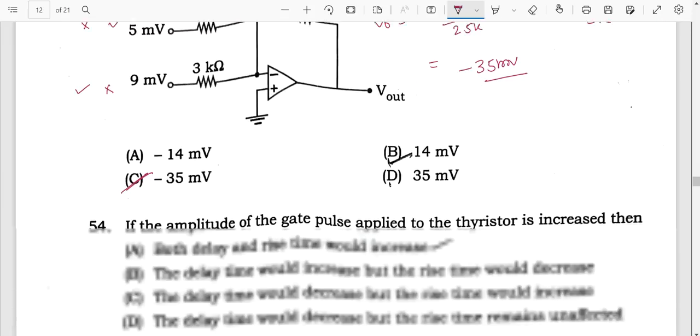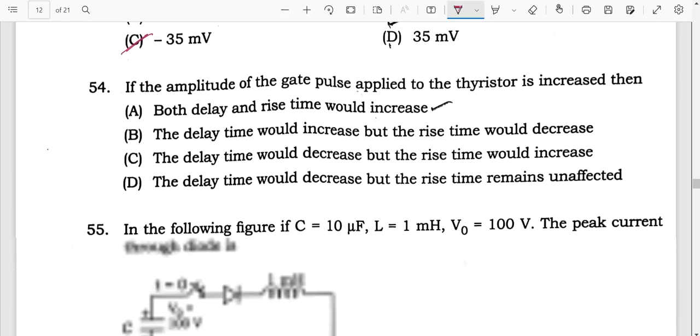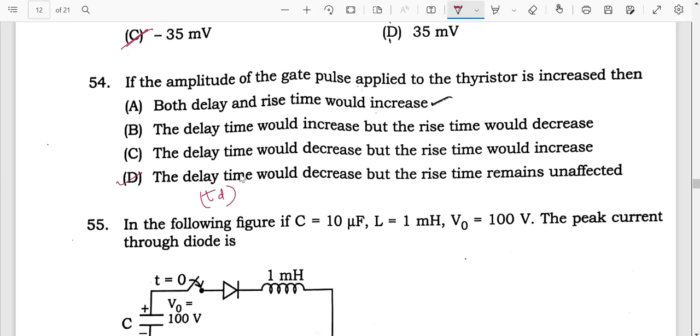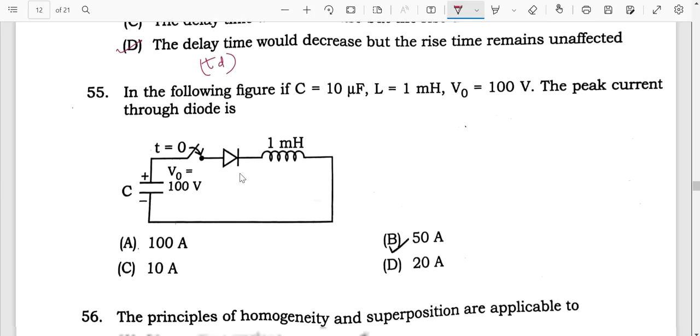Okay, let's move to the next question here. If the amplitude of the gate pulse applied to the thyristor is increased, then the delay time would decrease, but the rise time remains unaffected. The delay time will change, and the rise time will remain unaffected. Next question from power electronics.